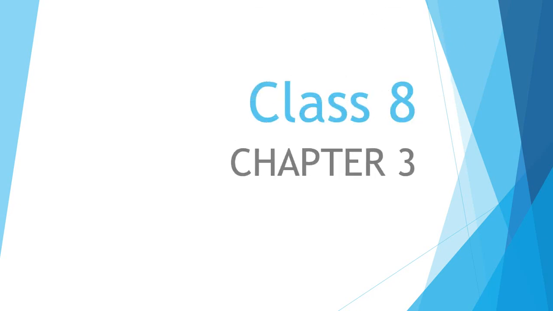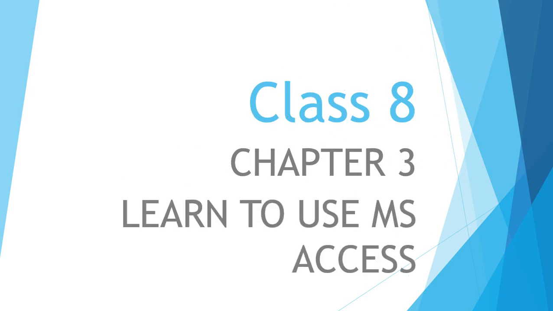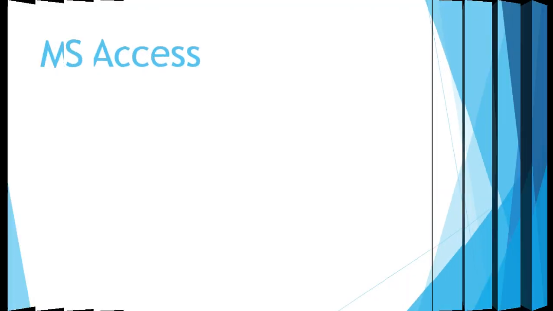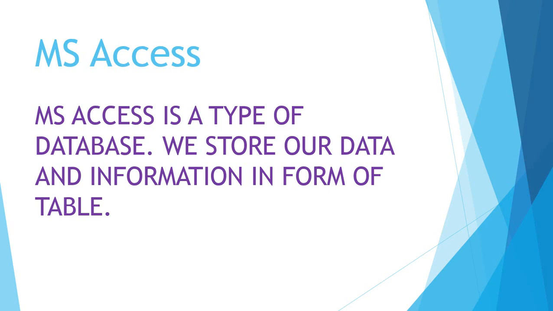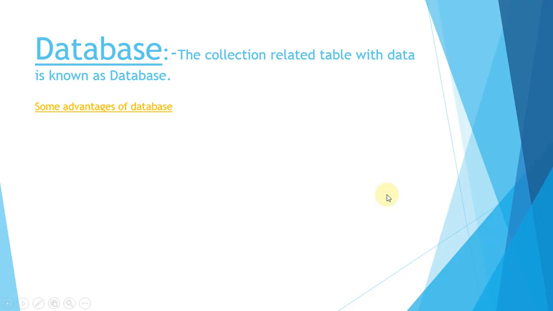Chapter number 3. Learn to use MS Access. MS Access is a type of database. We store our data and information in the form of tables. Then the question arises, what is a database? The collection of related tables with the data is known as a database.